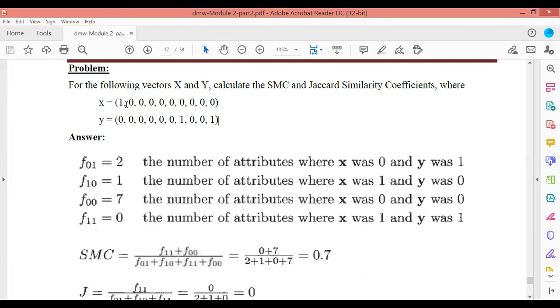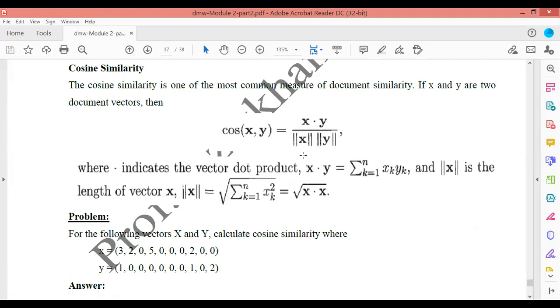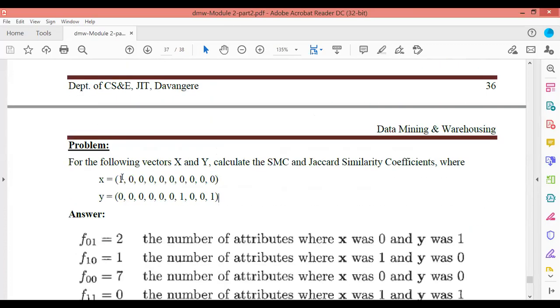Because when you multiply these vectors, in the numerator we have x into y here. So if you multiply the numerator values, some of the values are 0 here. If you multiply any value by 0, it will be 0. 1 into 0 is 0, 0, 0. Next is also 0, 0. And here also 0. Nowhere it is 1, 1. So x into y value will be 0.